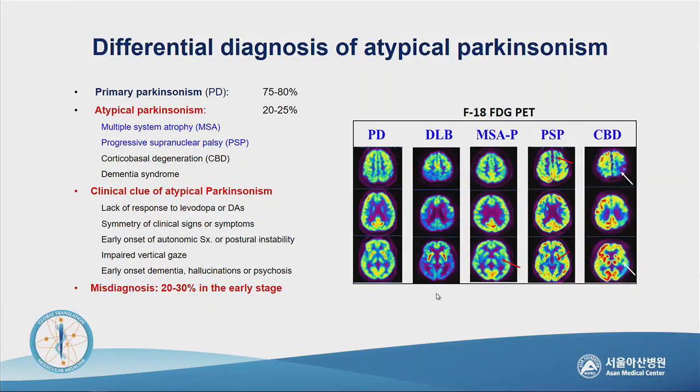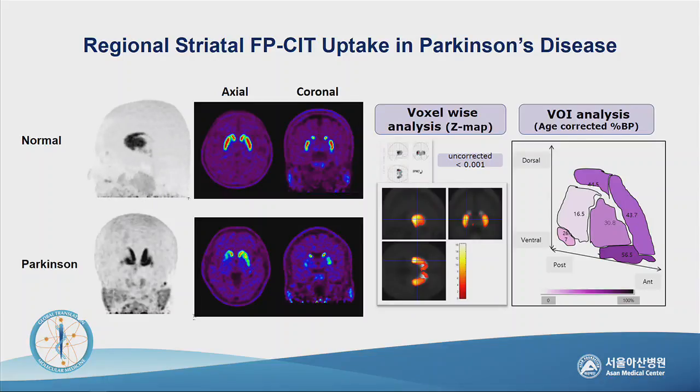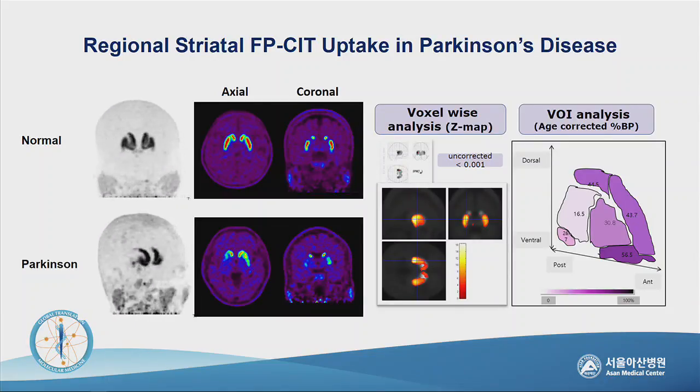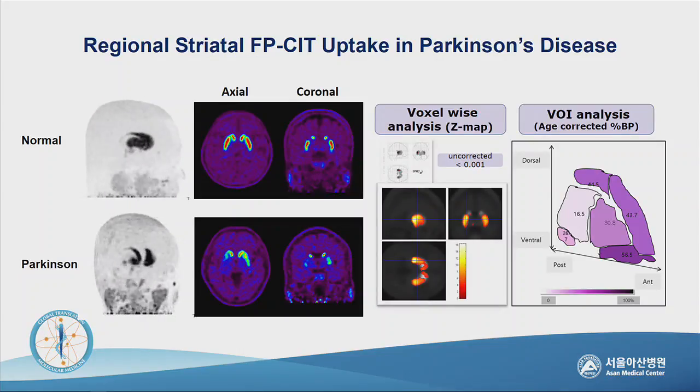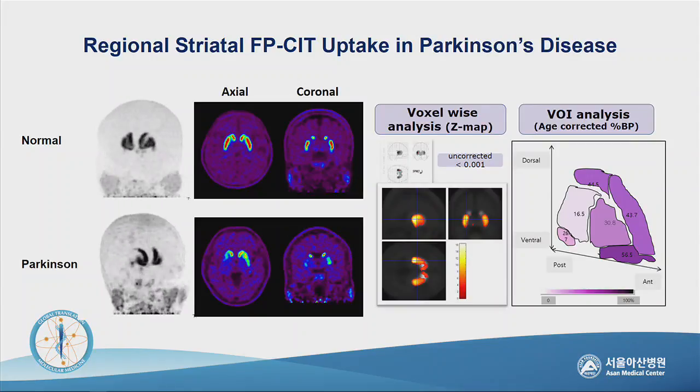However, this typical finding may overlap and may often provide insufficient information, and FDG PET scan is generally performed in addition to dopamine transporter imaging. So if we can accurately diagnose only with dopamine transporter imaging, it will be cost-effective and convenient for patients and clinicians.